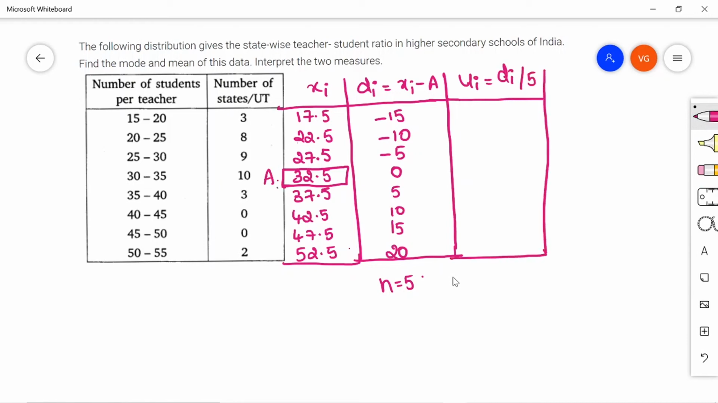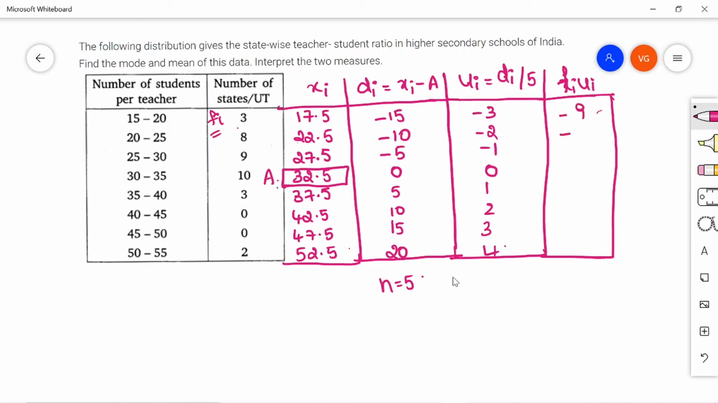Then you will get minus 15 divided by 5, minus 3, minus 2, minus 1, 0, 1, 2, 3, 4. Now you can calculate fi ui. Now the calculation will be simpler here. So you take the fi value multiplied by ui, right? So this is the corresponding fi. So multiply 3 into minus 3, minus 9, minus 16, again 9 into minus 1, minus 9, 0, 3, 0, 0, 4 into 2 is 8, right?